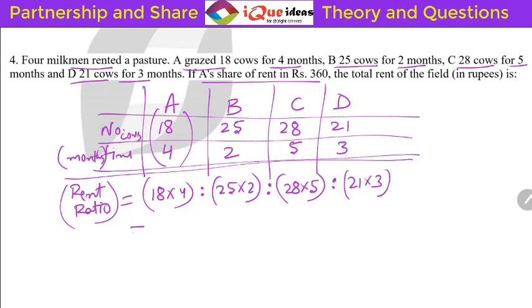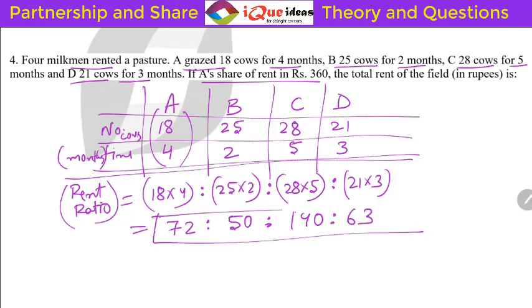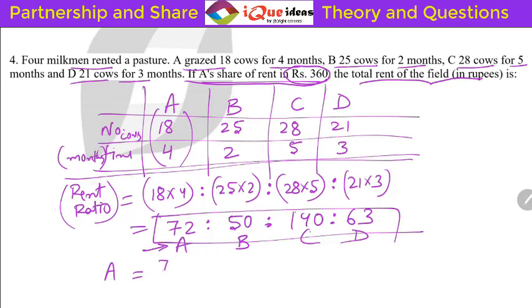So if you simplify, you will get 18 times 4 is 72, 25 times 2 is 50, 28 times 5 is 140, and 21 times 3 is 63. Right? So this is the share ratio of A, B, C and D. Now the question is saying if A's share of rent is 360, find the total rent. From here you can see that A's share should be equal to 72 divided by the addition of all of them. So if you add all of them, 72, 50, 140 and 63, simply add them.